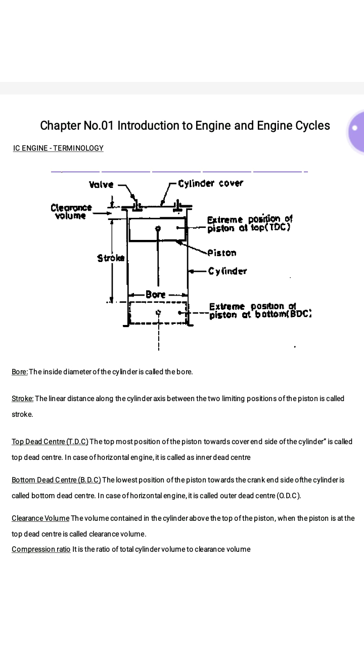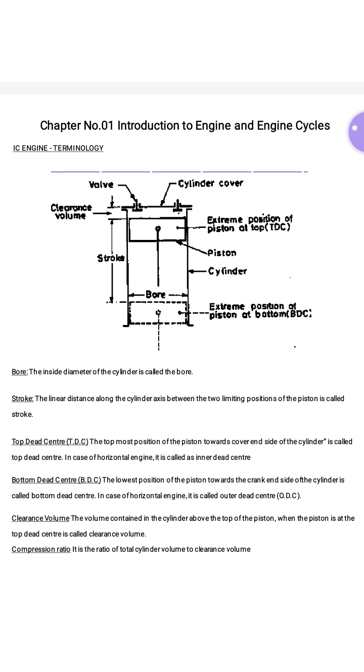Next, bottom dead center. The lowest position of the piston towards the crank end inside the cylinder is called the bottom dead center, or the shortest distance of the piston from the crankshaft inside the cylinder. In the case of a horizontal engine, it is called the outer dead center, that is ODC.